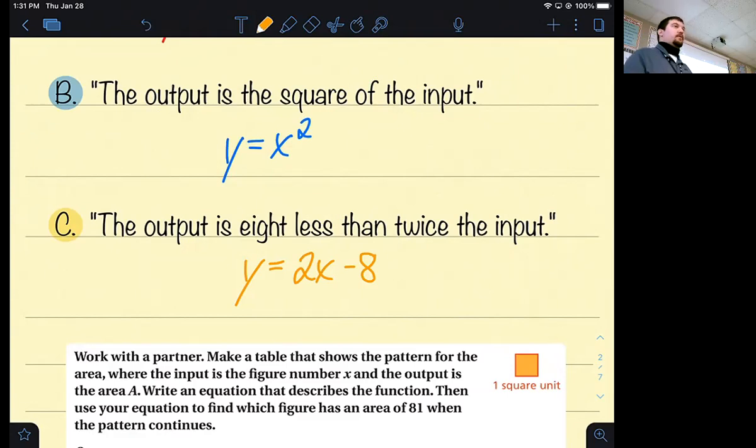Okay. We have to be smarter than just writing the numbers and letters down in the order they appear. Sometimes the order they appear isn't how it wants you to write it. 8 is being subtracted from twice the x, 2x. Okay.